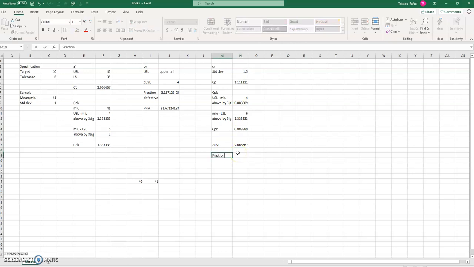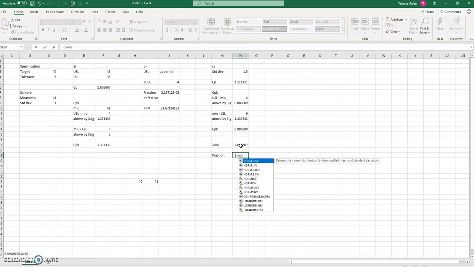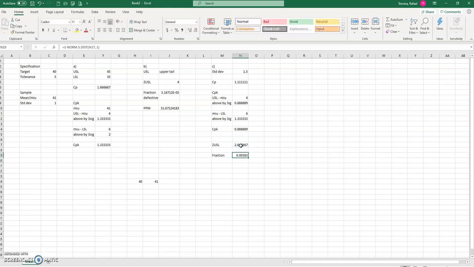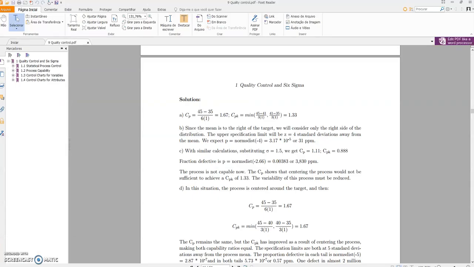Now I can use this z value to compute the fraction that is defective, and because it's an upper limit and a positive number, I have to subtract: 1 minus NORM.S.DIST, select the z value, then type comma, and then type 1. Then we have this fraction of defective parts, and the parts per million becomes this number multiplied by 1 million. So that's the defective parts per million, 3,830.